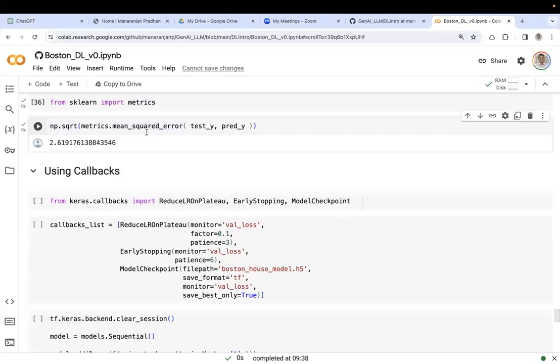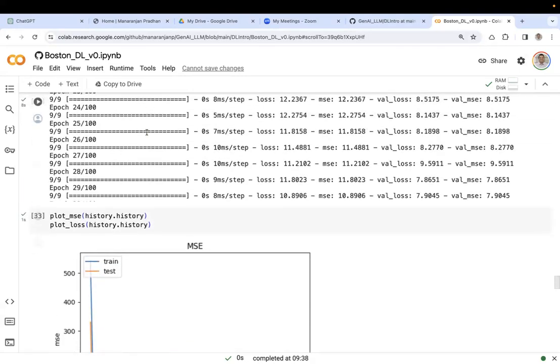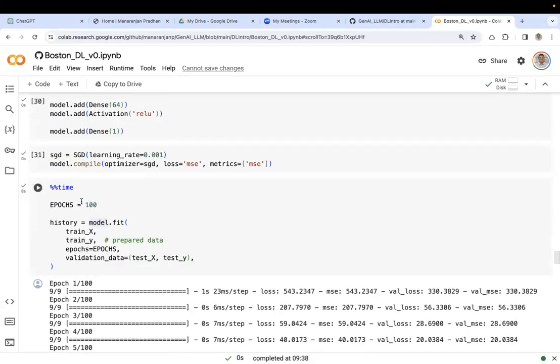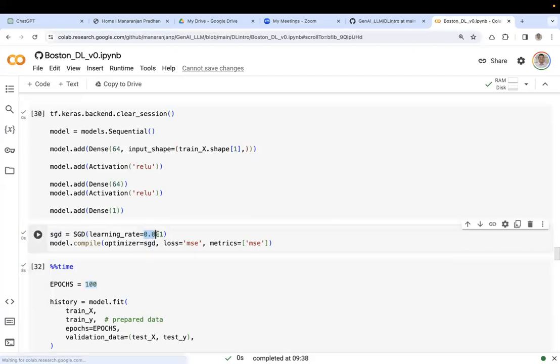Okay. Now, a couple of important points here. One question is how many epochs you want to run? 100, 200, 300, right? Or can we dynamically control this learning rate?